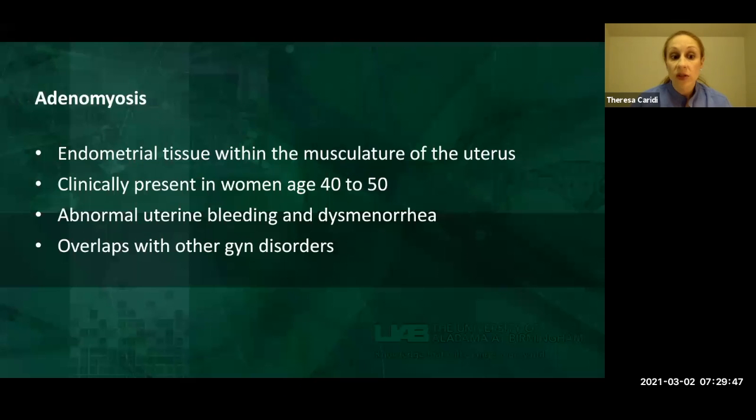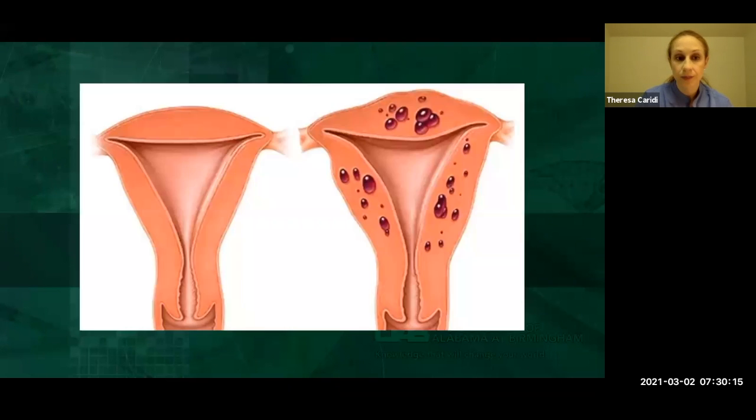Adenomyosis also overlaps with other gynecologic disorders, not only in the symptomatology, but actually in the presence of it. Meaning it's found concomitantly with fibroids not infrequently, and it can be seen with other things such as endometriosis. Again, not only do they occur at similar timing in patients, but they also have similar symptomatology. So sometimes even if they're not present together, separating them out can be very difficult.